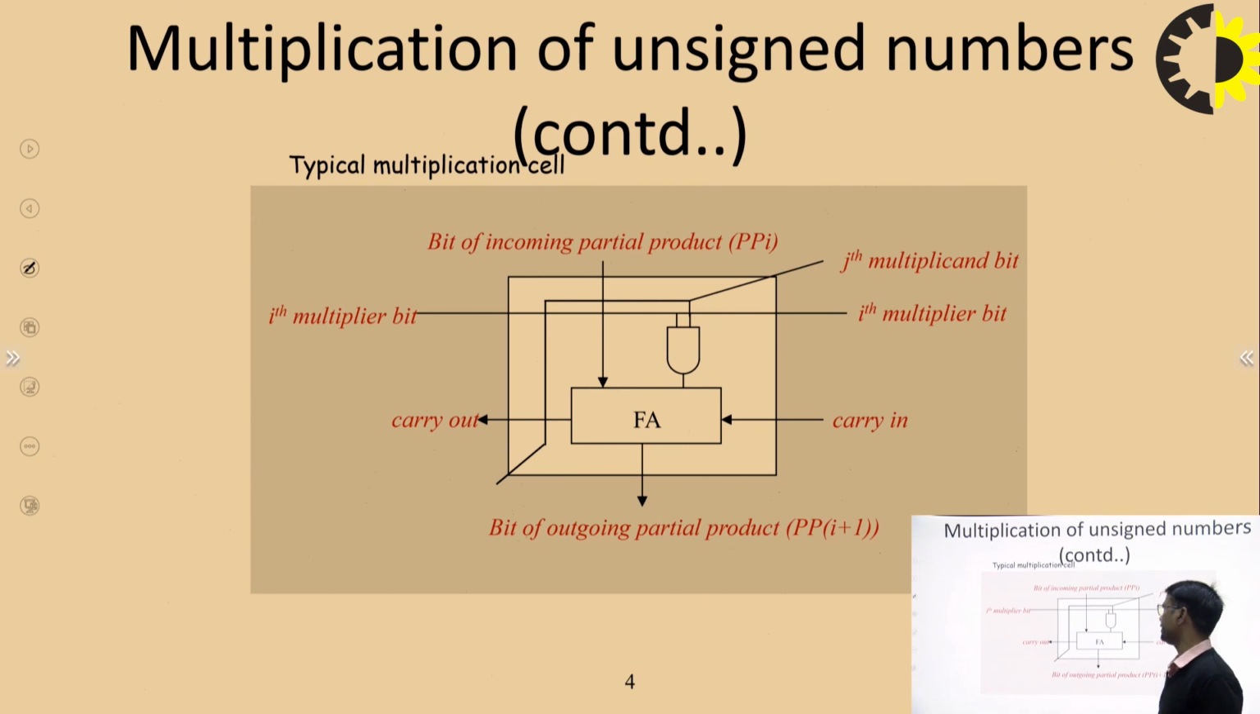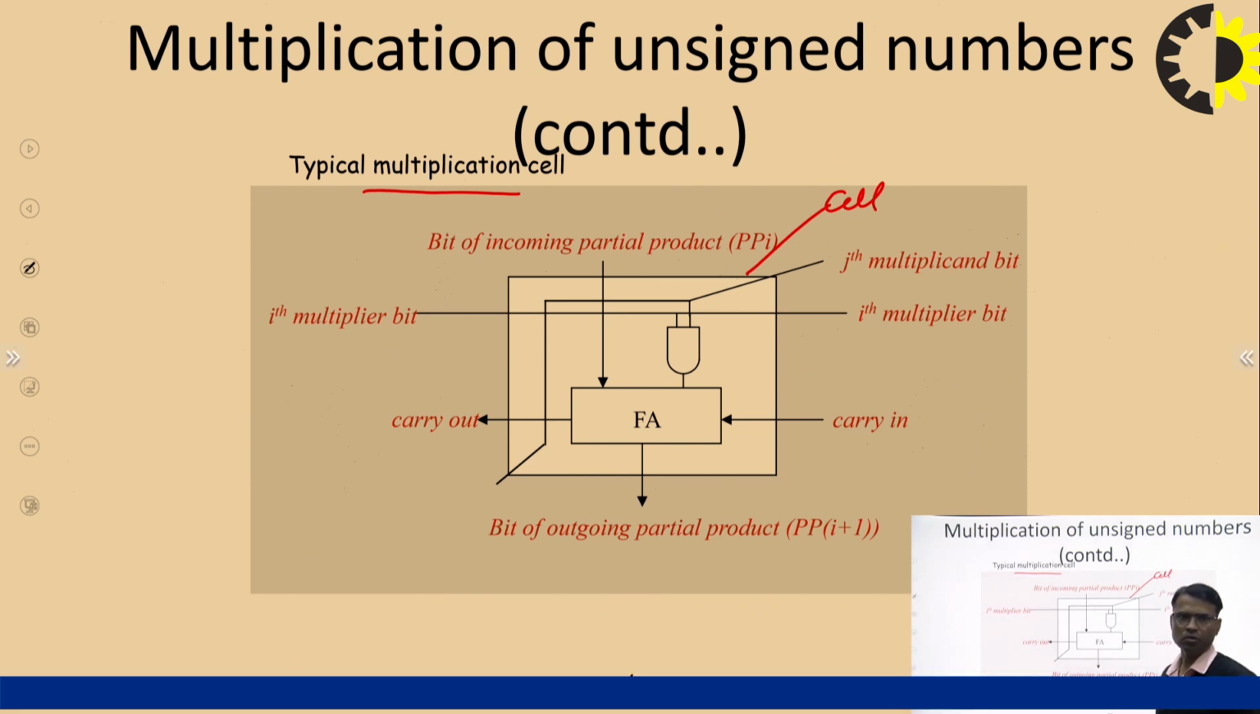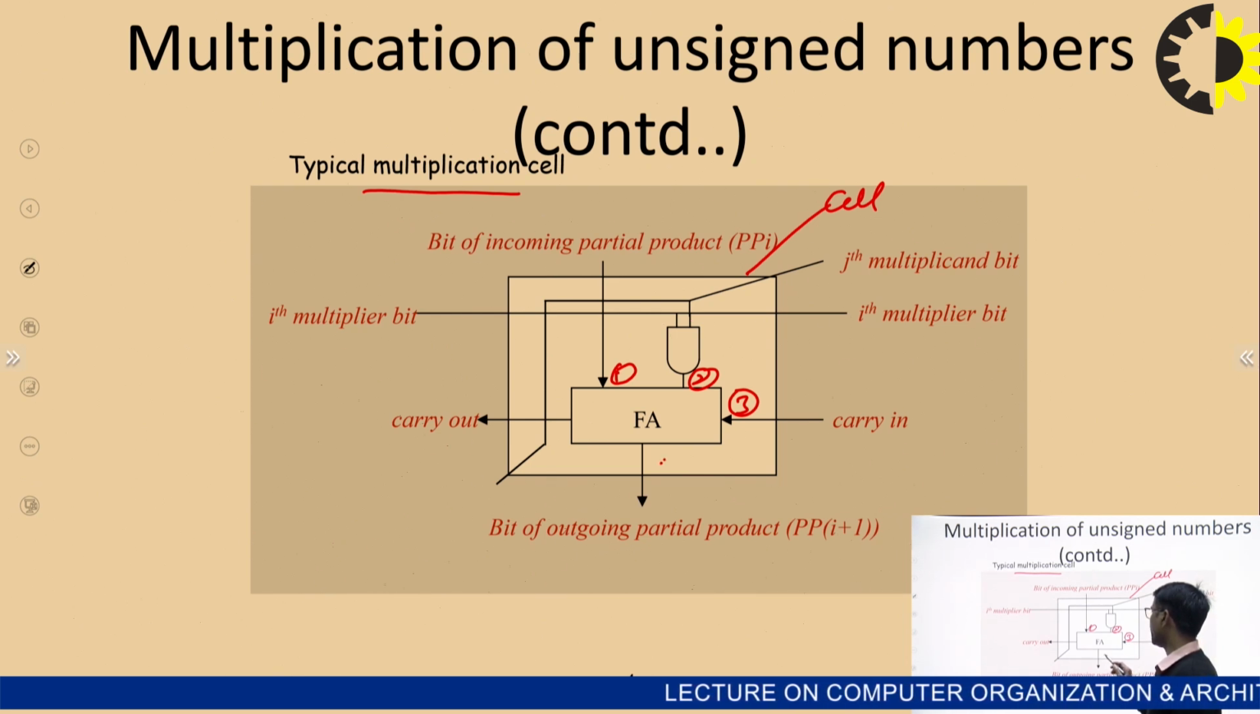Here you can see in this particular cell. So, this is called a typical multiplication cell. Here we are using one full adder. You know very well the full adder has 3 inputs, first input, second input and third input, and it has one output as a sum and another output as a carry.